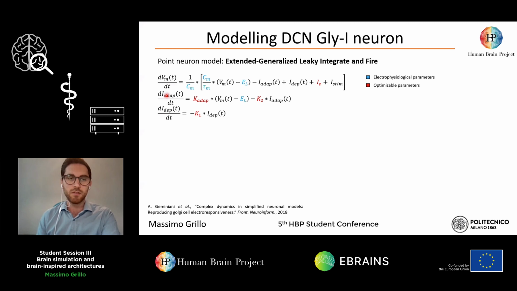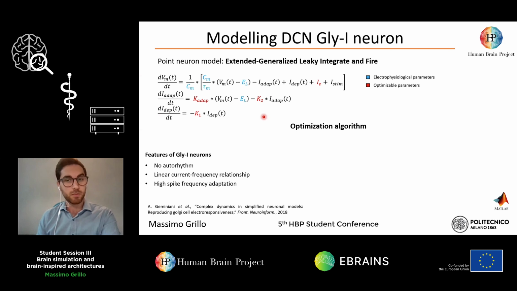which uses these three differential equations in order to model the neural behavior, and some electrophysiological parameters in blue, like the membrane potential and the membrane capacitance, and other optimizable parameters represented in red, which are intrinsic to the model. These parameters can be obtained through an optimization algorithm, which takes the features of the neurons, which are autorhythmicity, linear current-frequency relationship, and high spike frequency adaptation.